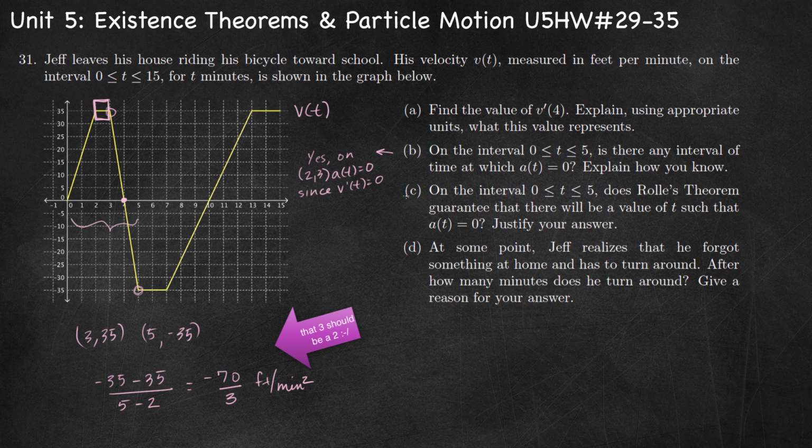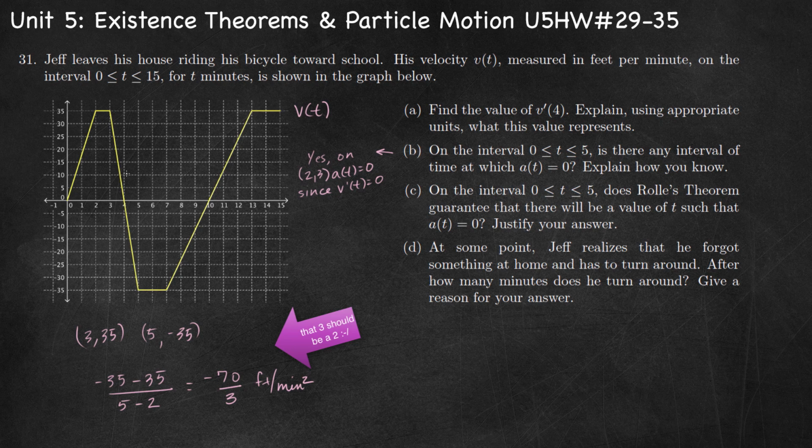Now part C says, on this interval from 0 to 5, let me erase some of this stuff. So on the interval from 0 to 5, does Rolle's theorem guarantee there will be a value of t such that the acceleration is 0? We already know that there is somewhere the acceleration is 0, but is it guaranteed by Rolle's theorem?